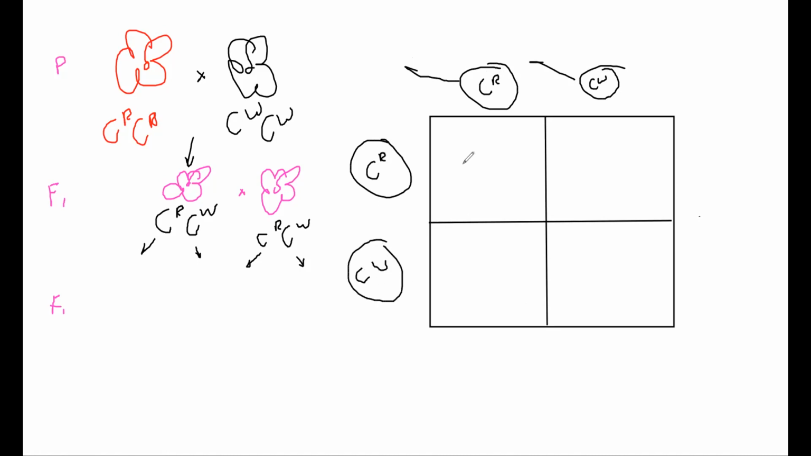And so what does that mean for the offspring? Well, let's go ahead and put it together. Both of these are going to be CR. This individual is going to be what color, guys? Red, right? CR plus CW, that's going to make a heterozygous individual.